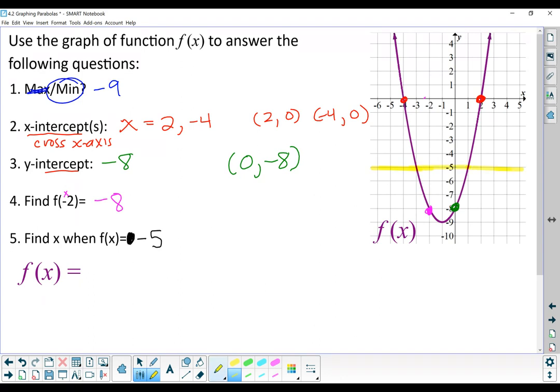And you can see that the function hits that height twice. Hits it once on the way down. Now that's x equals negative 3.